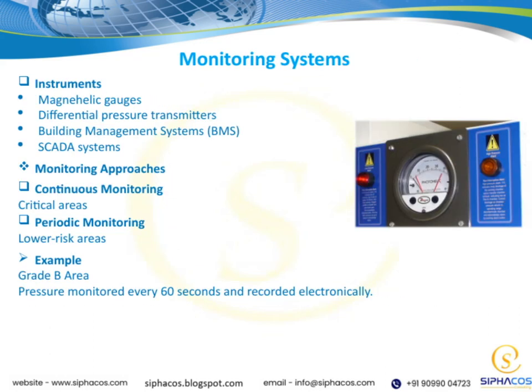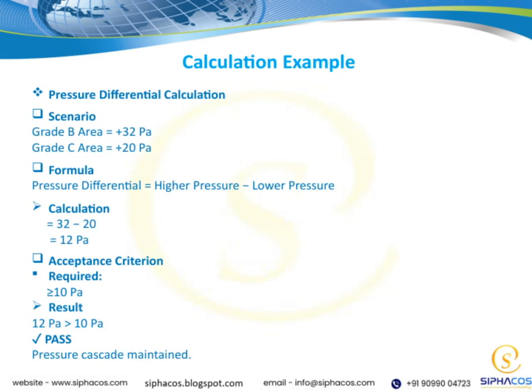Let's talk about monitoring systems, the tools and methods we use to keep an eye on important conditions. Instruments like magnehelic gauges and differential pressure transmitters give us precise readings. These connect to larger networks, such as building management systems or SCADA systems, for real-time oversight. Monitoring comes in two forms: continuous, for critical areas where constant data is key, and periodic, for lower-risk zones checked less often. For example, in a grade B area, pressure is monitored every 60 seconds and recorded electronically to ensure safety and compliance.